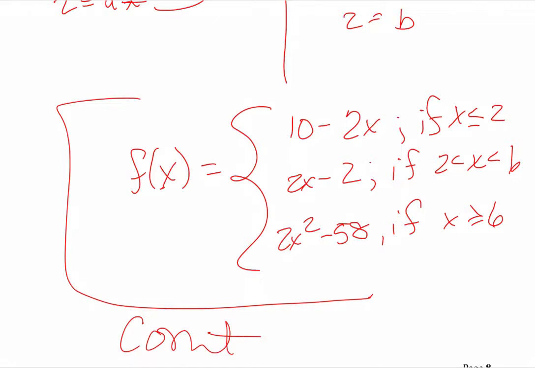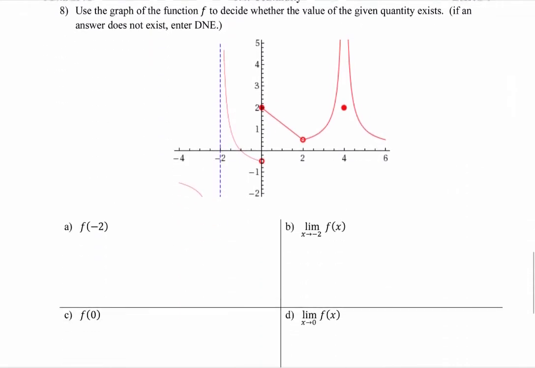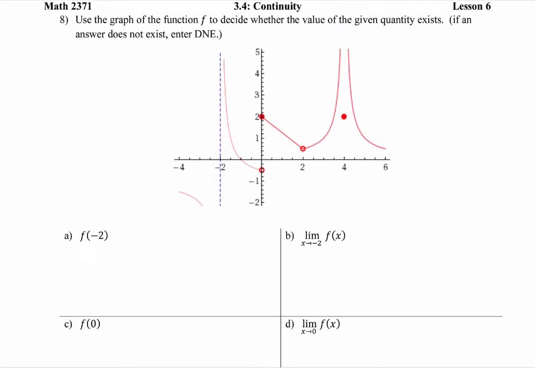All right? Now the third way I'm going to talk about continuity is with a graph. Now I'm going to use this graph to talk about continuity. So the first thing I'm going to do is make sure that you realize that this graph is hugging up against that curve, because that didn't come through very well.